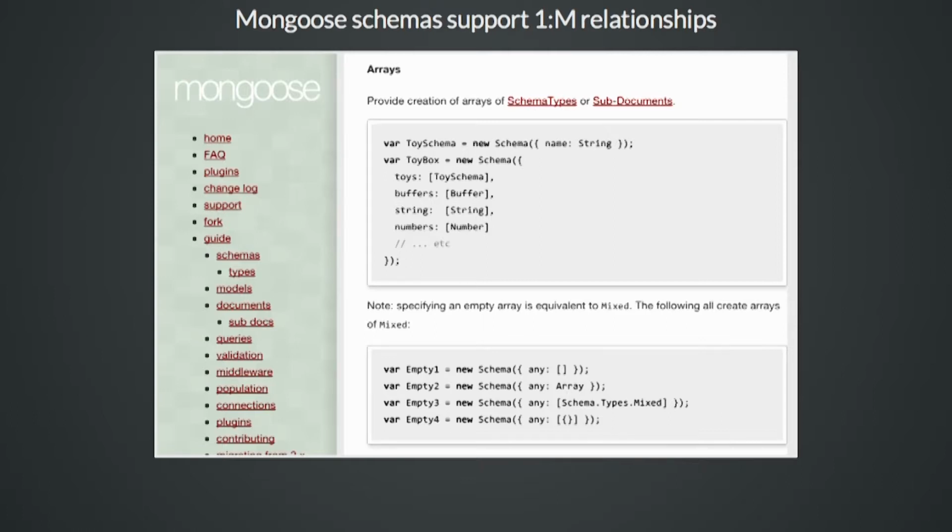So let's suppose that we have a toy that has a name associated with it, and then we have a toy box. Well, one toy box can hold many toys, and so we can see that our toys field, in fact, is an array of toy types. So we are able to manage these one-to-many relationships very nicely, and once you have a one-to-many relationship defined, even though Mongo doesn't support joins, Mongoose gives us a magic populate method.